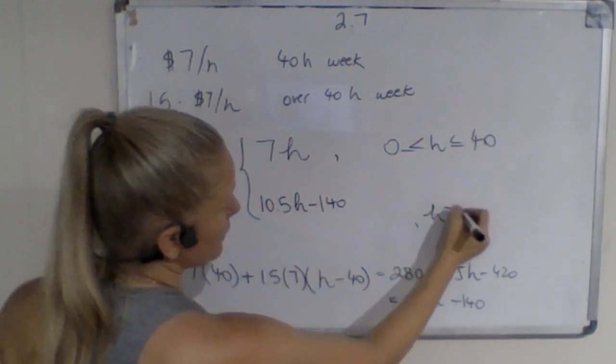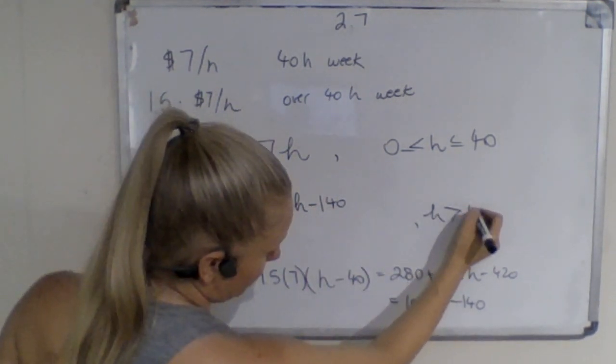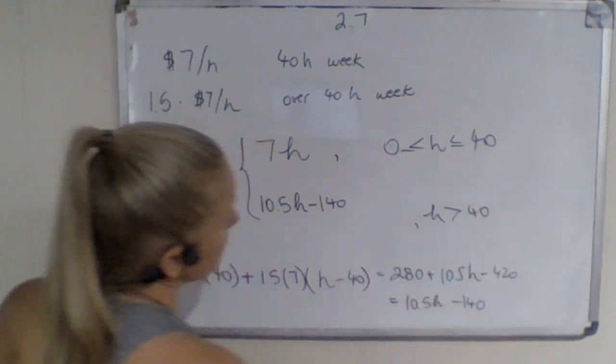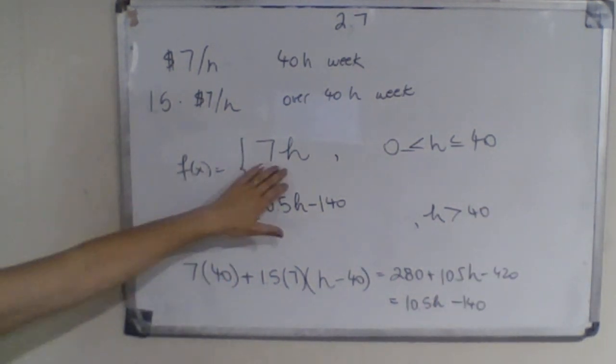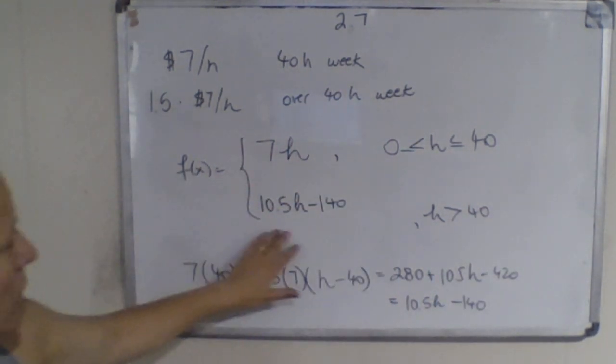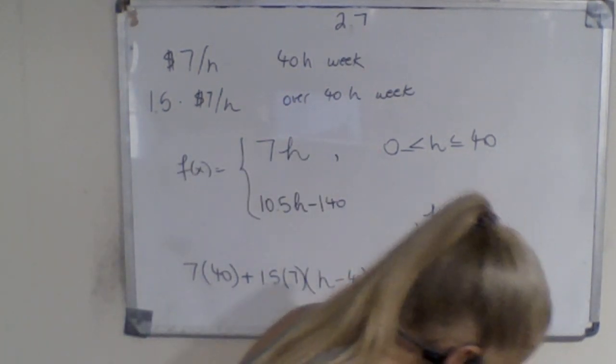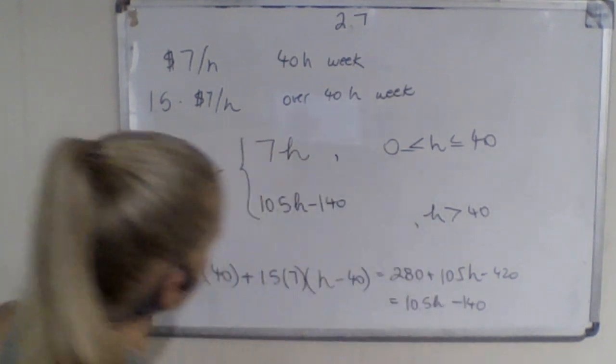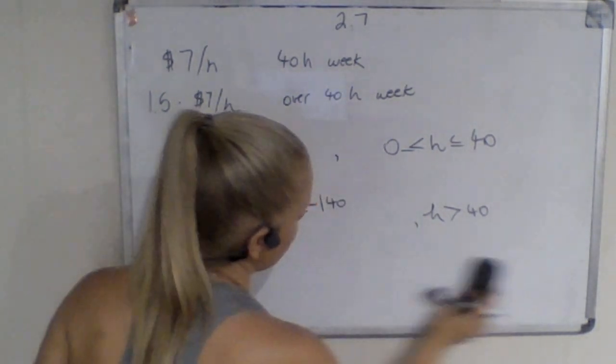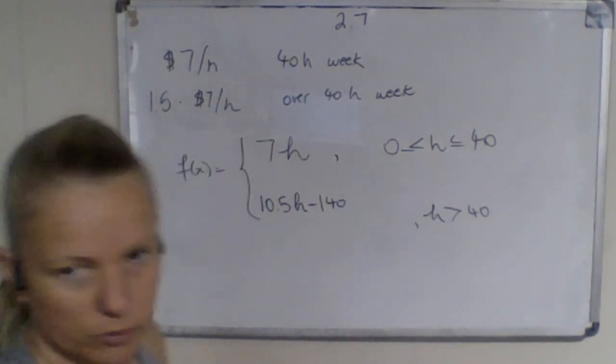And that's when your hours are over 40 hours. You get two different kinds of pay. You get $7 an hour if you just work 40 hours. You get this much money if you work overtime, right? And then they're saying graph it. If we're going to go ahead and graph it, the graph is in the book. I'm not going to graph it again.